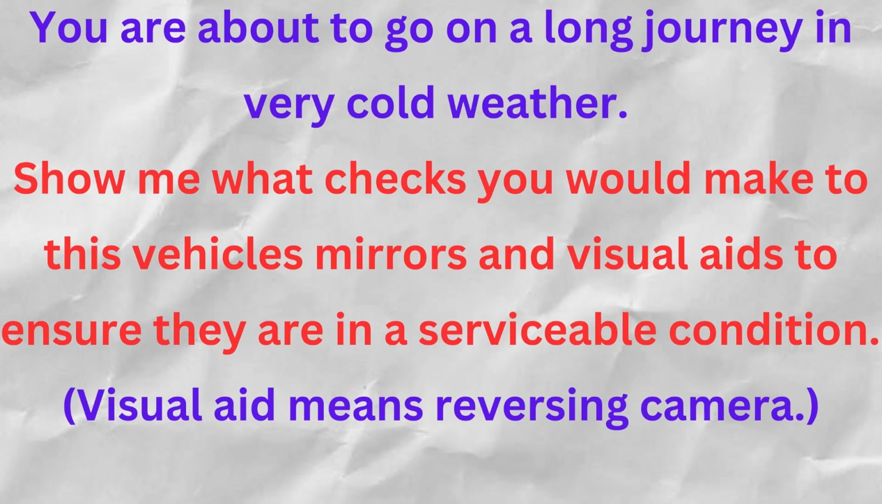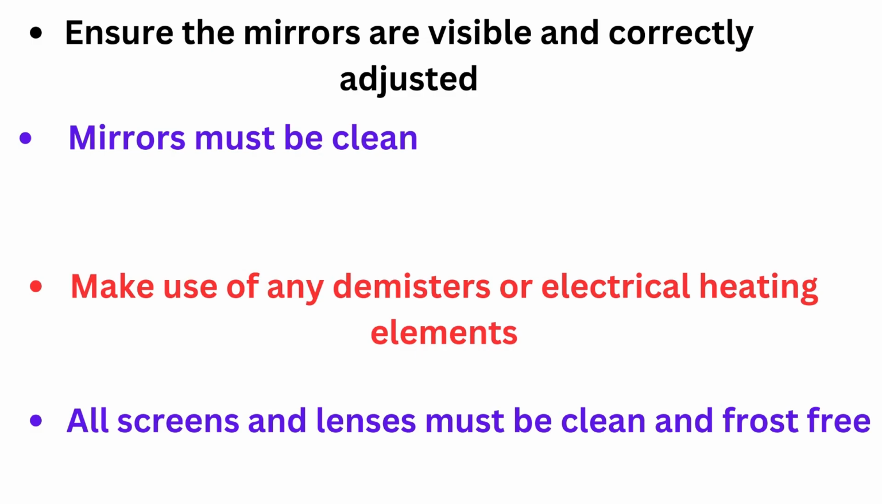You are about to go on a long journey in very cold weather. Show me what checks you would make to this vehicle's mirrors and visual aids to ensure they are in a serviceable condition. Visual aid means reversing camera. 1. Ensure the mirrors are visible and correctly adjusted. 2. Mirrors must be clean. 3. Make use of any demisters or electrical heating elements. 4. All screens and lenses must be clean and frost-free.